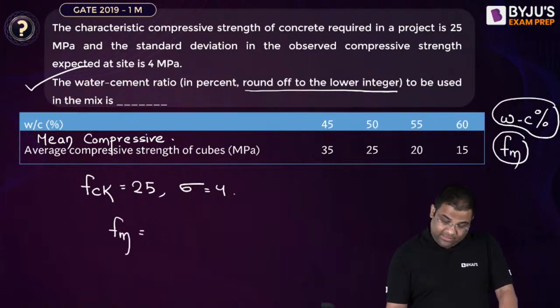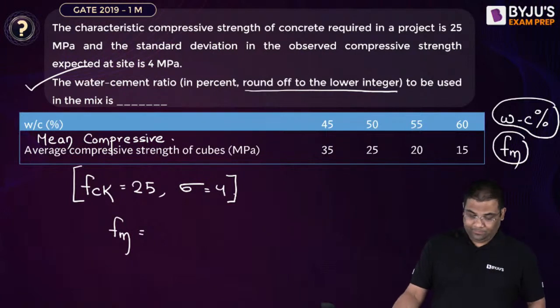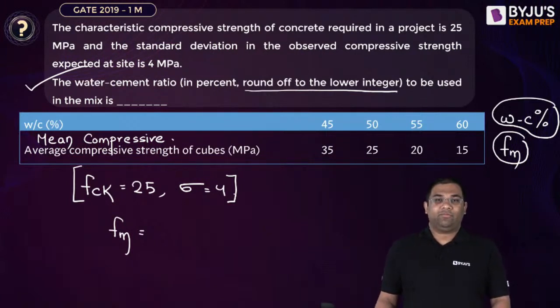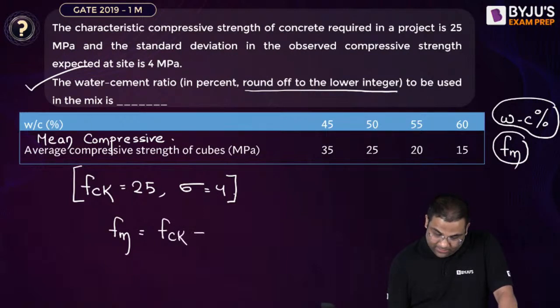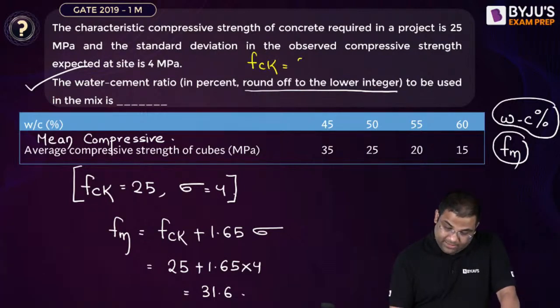Can you tell me what will be the mean compressive strength from this data? FCK plus 1.65 sigma, right? So 25 plus 1.65 into 4, that is equal to 31.6. So from this data, FM is 31.6 Newton per mm square or MPa.